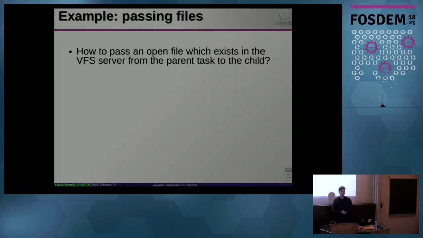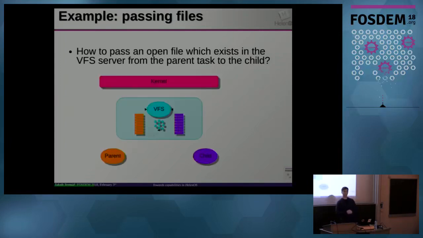So I would like to present some examples that illustrate the need for capabilities. So here is a real example. Our goal is to pass an open file from a parent task to a child task. Both of them are clients of the VFS server. And how do we do that?